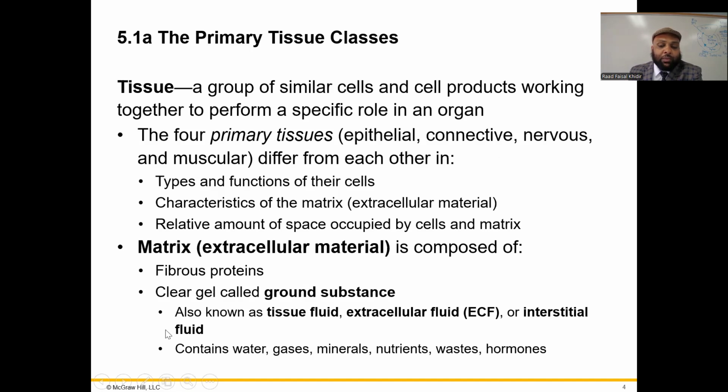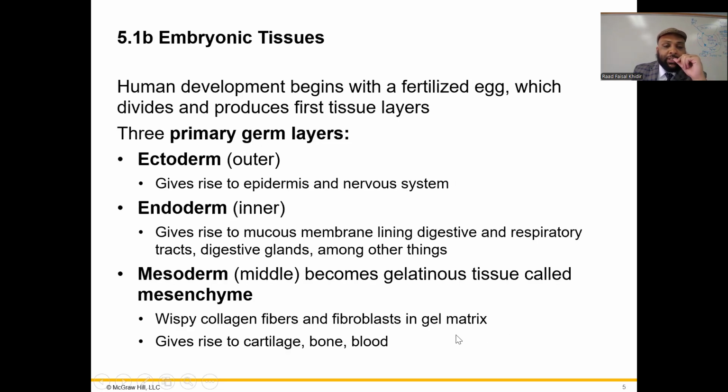So interstitial fluid is kind of an intermediary between the intracellular compartment, that's inside the cell. The interstitial fluid is in the middle between the cell compartment and the extracellular compartment. But both of them, they are outside the cell. They are not intracellular. And this matrix, this extracellular material, this extracellular matrix contains water, gases, minerals, nutrients, waste, and hormones.